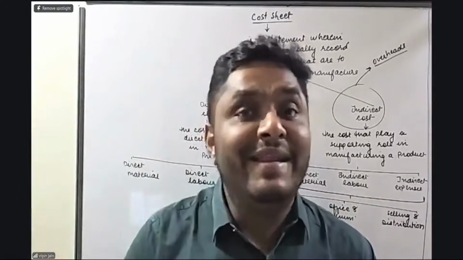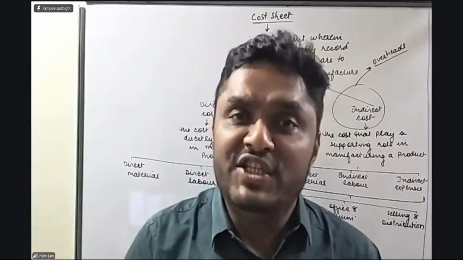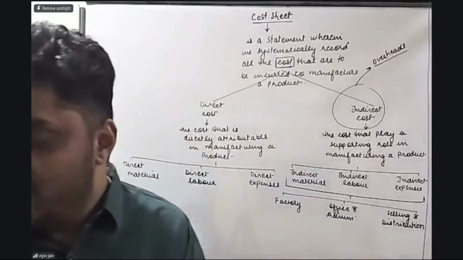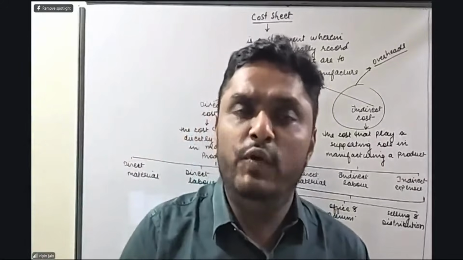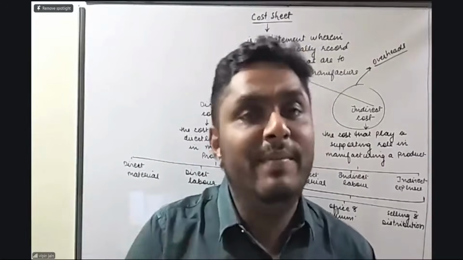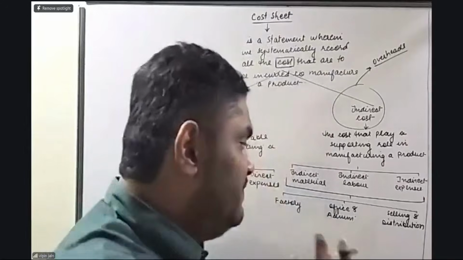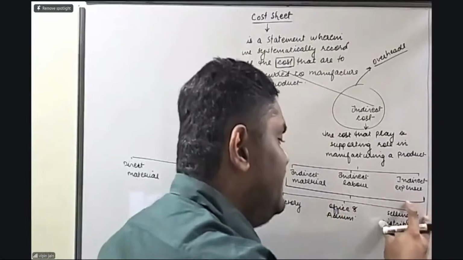We can say the factory electricity bill, depreciation on machinery. I'll be writing few examples also for your reference. So I'm just dictating few things that indirect expenses can be incurred at 3 stages. That is at factory, office and admin, and selling and distribution.